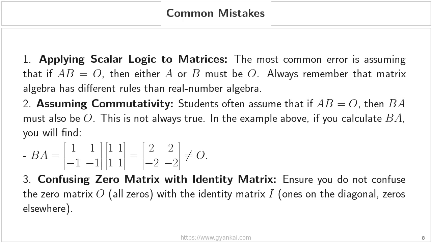Finally, ensure that you do not confuse the zero matrix, denoted by the letter O, with the identity matrix, denoted by the letter I. To clarify, the zero matrix is one where every single element is zero, while the identity matrix is characterized by having ones along the main diagonal and zeros everywhere else. Keeping these distinctions in mind will help you avoid errors as we move toward our final summary.